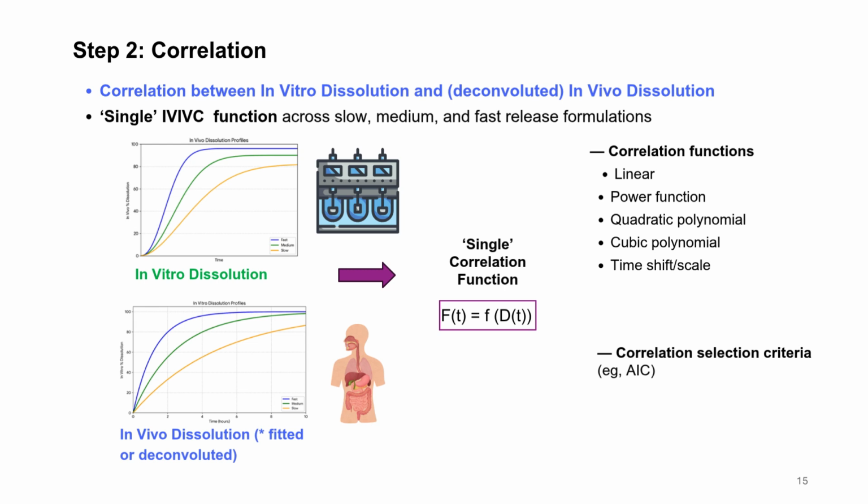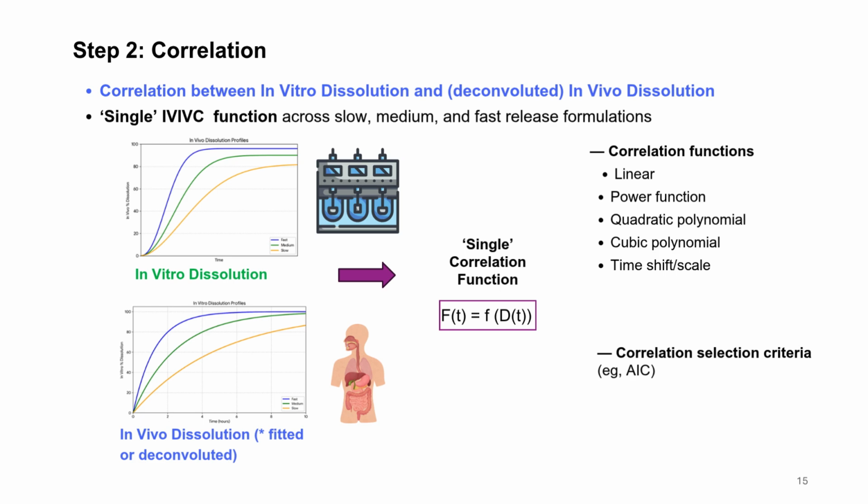Step 2 is establishing the correlation between in vitro dissolution and the deconvoluted in vivo dissolution profiles. The goal is to find a single, universal correlation function that works across all slow, medium, and fast release formulations used in the IVIVC development. This requirement gives the IVIVC its predictive power for new formulations.